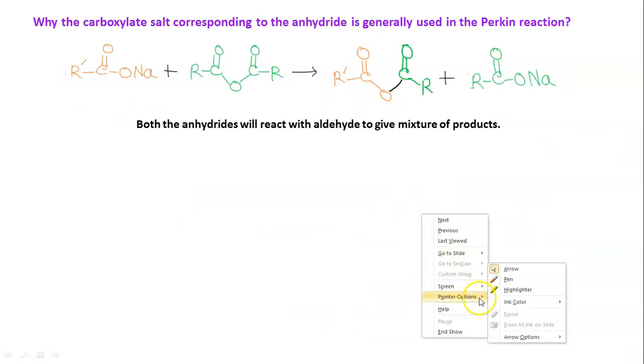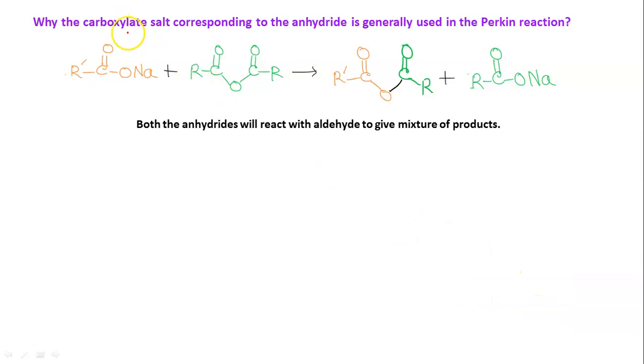Now we have this question: why is the carboxylate salt corresponding to the anhydride generally used in the Perkin reaction? Suppose we have taken this salt, R prime CO2 minus Na plus, and our anhydride has a COR group, but this is COR prime. So these two are obviously not the same. If this is the case, then this type of exchange may take place.